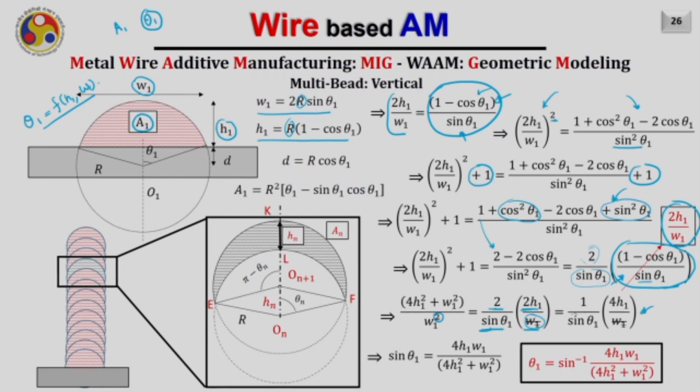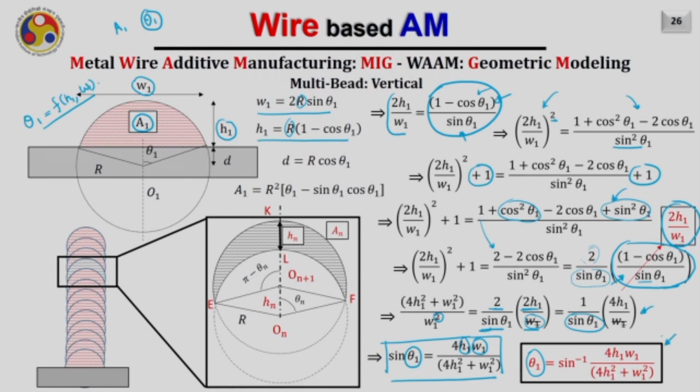Further simplifying and obtaining the value of sin theta 1 from this equation, you can obtain sin theta 1 equals 4h1 w1 divided by 4h1 square plus w1 square. Now, you can see this equation has only two variables, that is h1 and w1, and they are both measurable variables. You can easily measure these two variables after depositing the bead. Once we have these two variables, I can obtain the value of theta 1 easily, and theta 1 will be nothing but sin inverse of 4 h1 w1 divided by 4 h1 square plus w1 square.